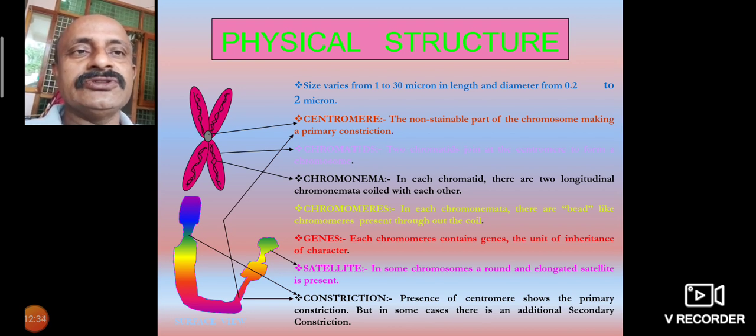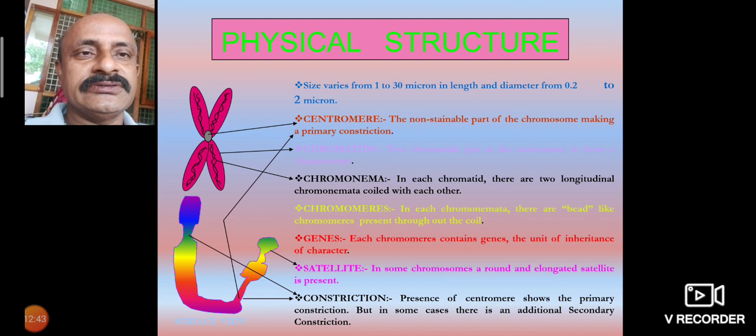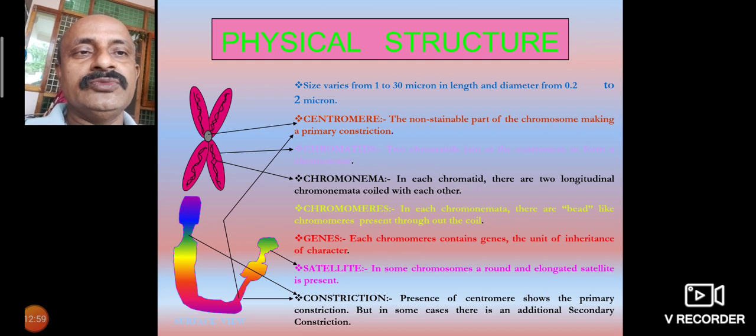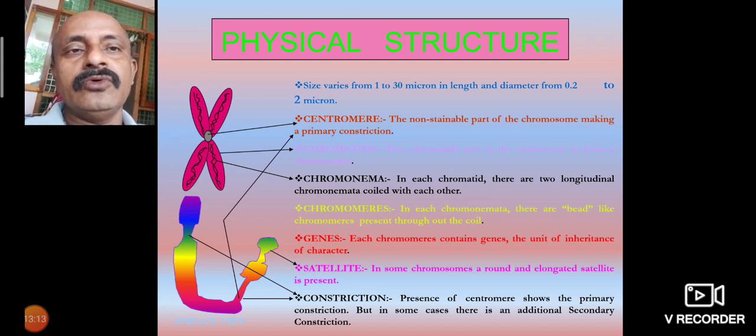The second is the centromere, the non-stainable part of the chromosome making the primary constriction. The third is the chromatids. Then chromonema: in each chromatid there are two longitudinal chromonemata coiled with each other. In the chromonemata there are bead-like chromomeres present throughout the coil.